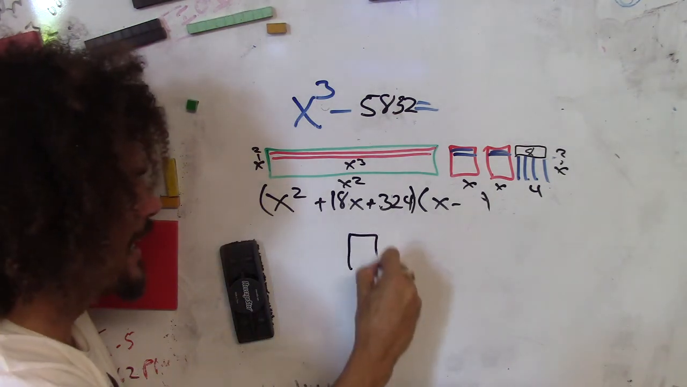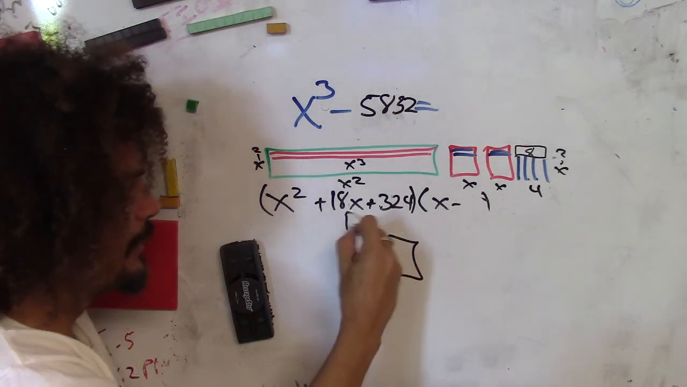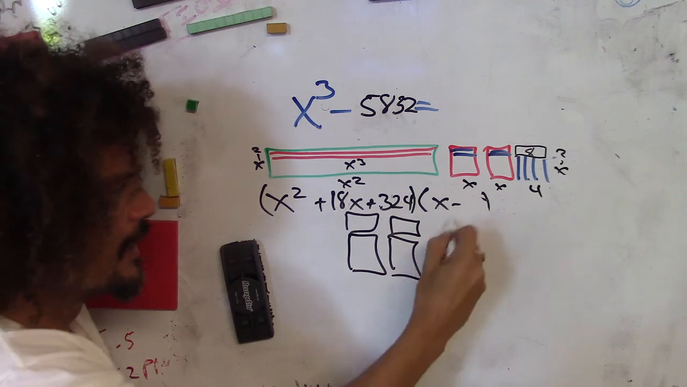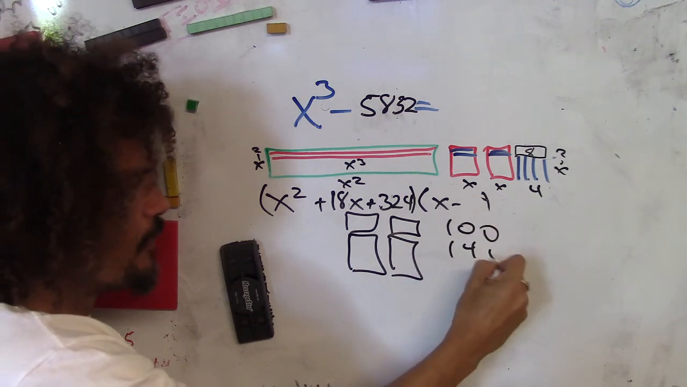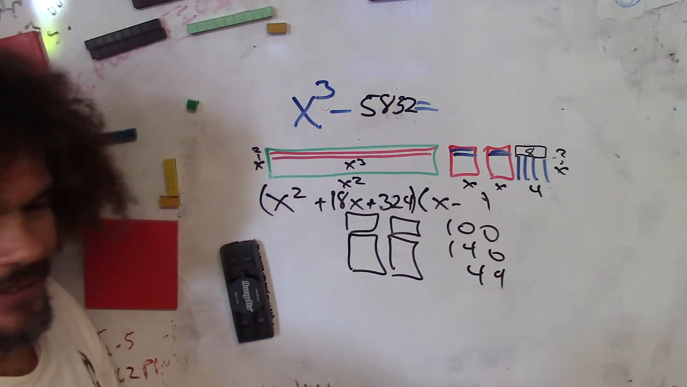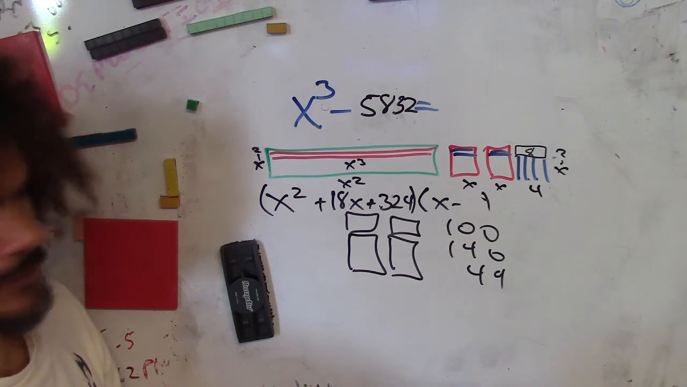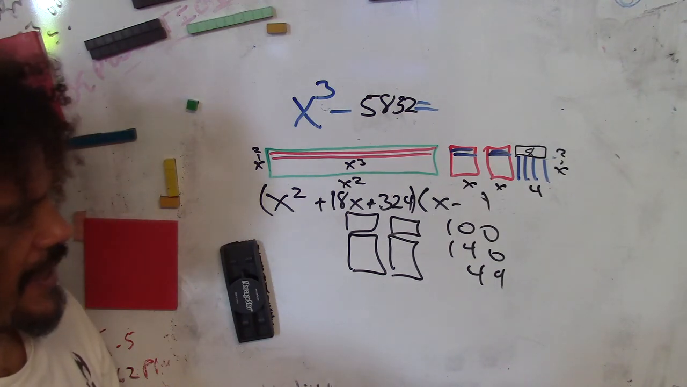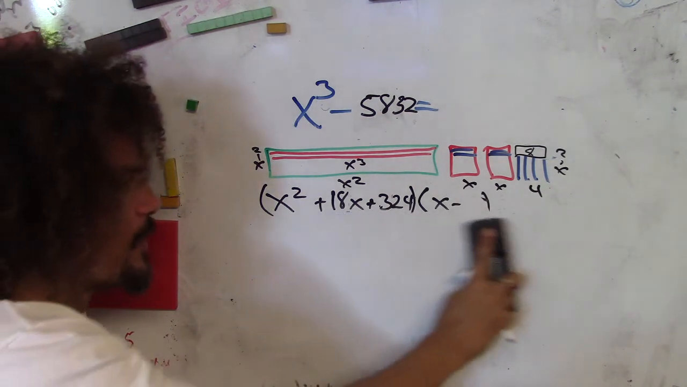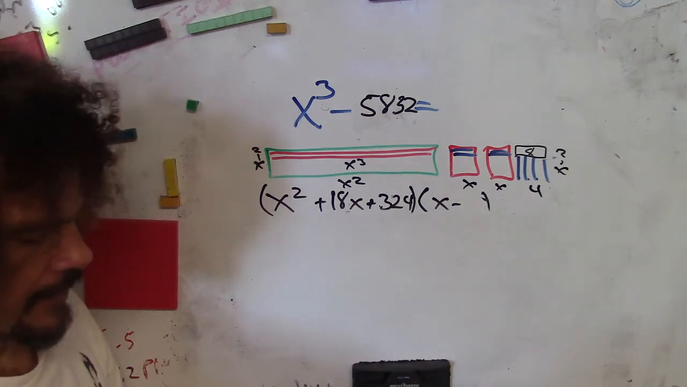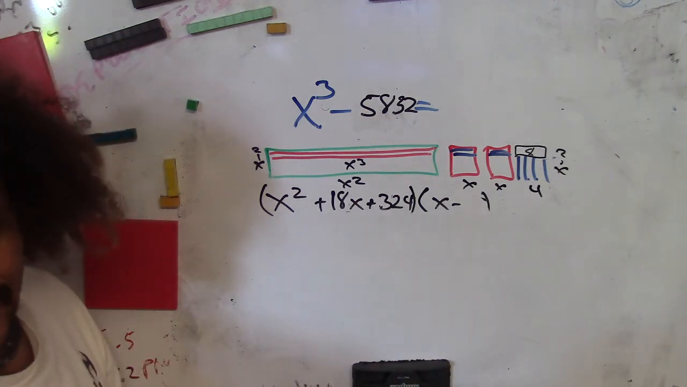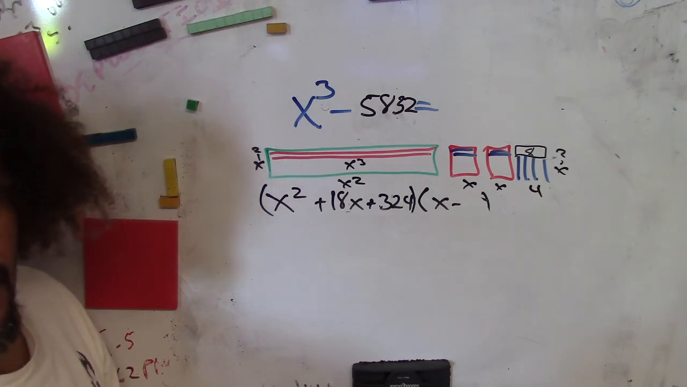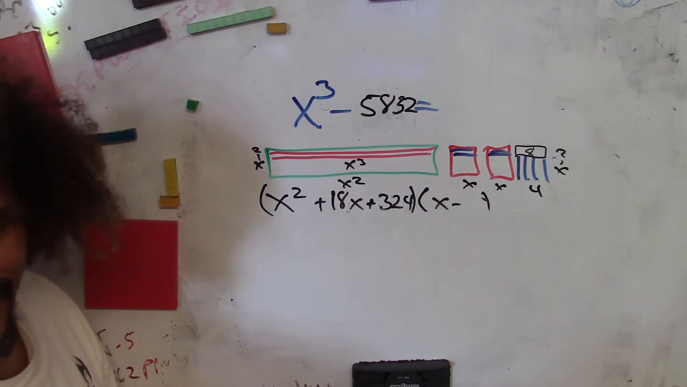I'll take it. 100, 140, 49. 189. How much? 289. 289. That's 17 squared. All right. And see, that's the thing. How can 7 times 7 end in 6? Oh, you're right. It can't. You're right. Okay, so what about 16 squared?